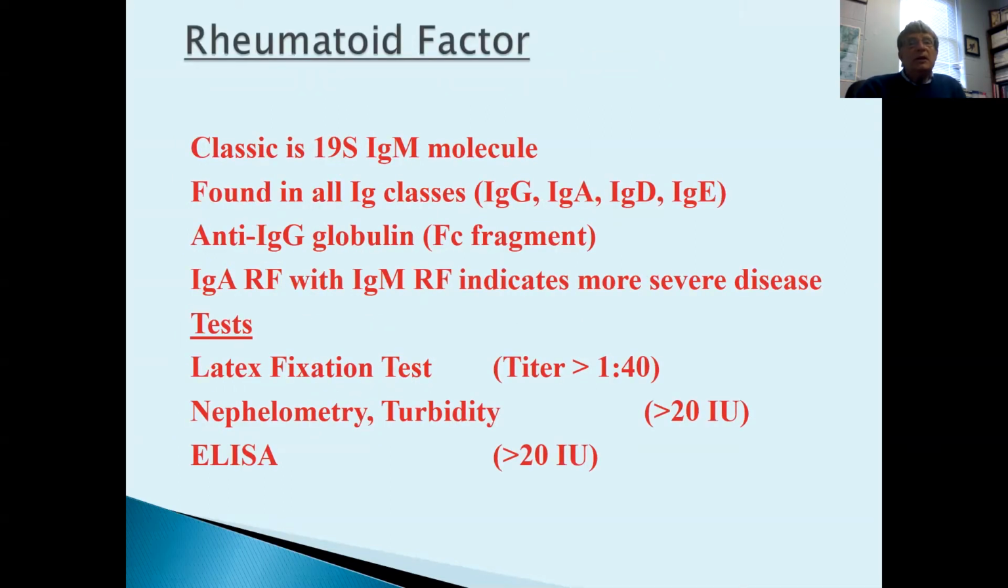Rheumatoid factor is a classic IgM molecule. It, however, is found in all immunoglobulin classes. However, in rheumatoid arthritis, we're majorly measuring IgM rheumatoid factor. It is an anti-IgG globulin against the Fc fragment of IgG. If you can measure both IgM and IgA rheumatoid factors, this will indicate more severe disease. Most labs now do the ELISA technique, so anything greater than 20 and usually over 40 international units will be specific for rheumatoid arthritis.